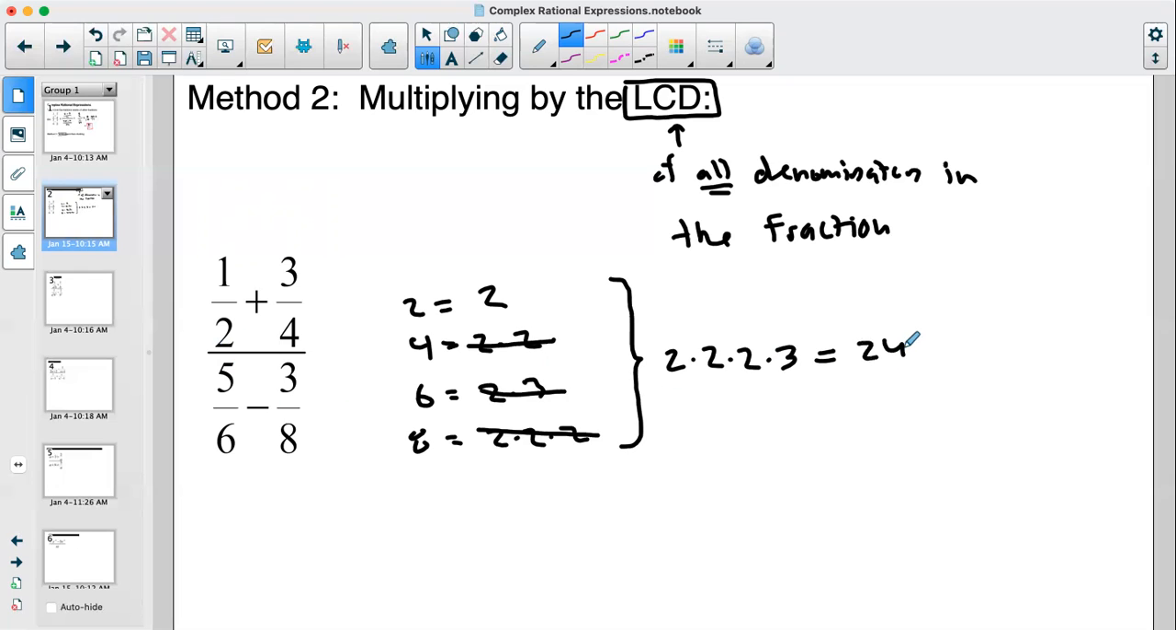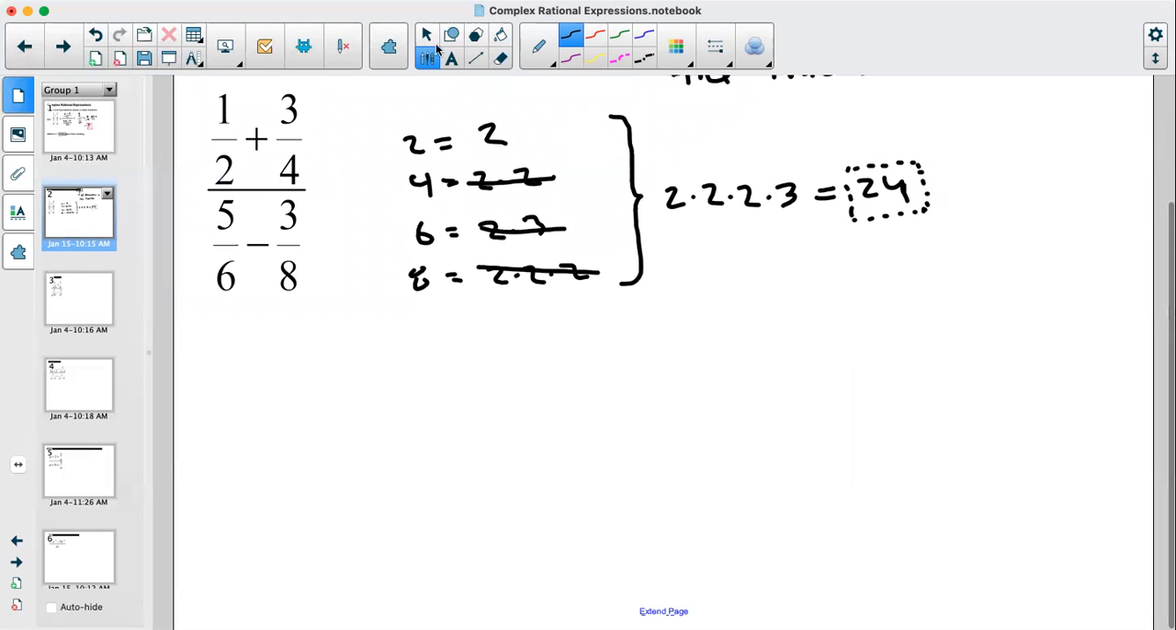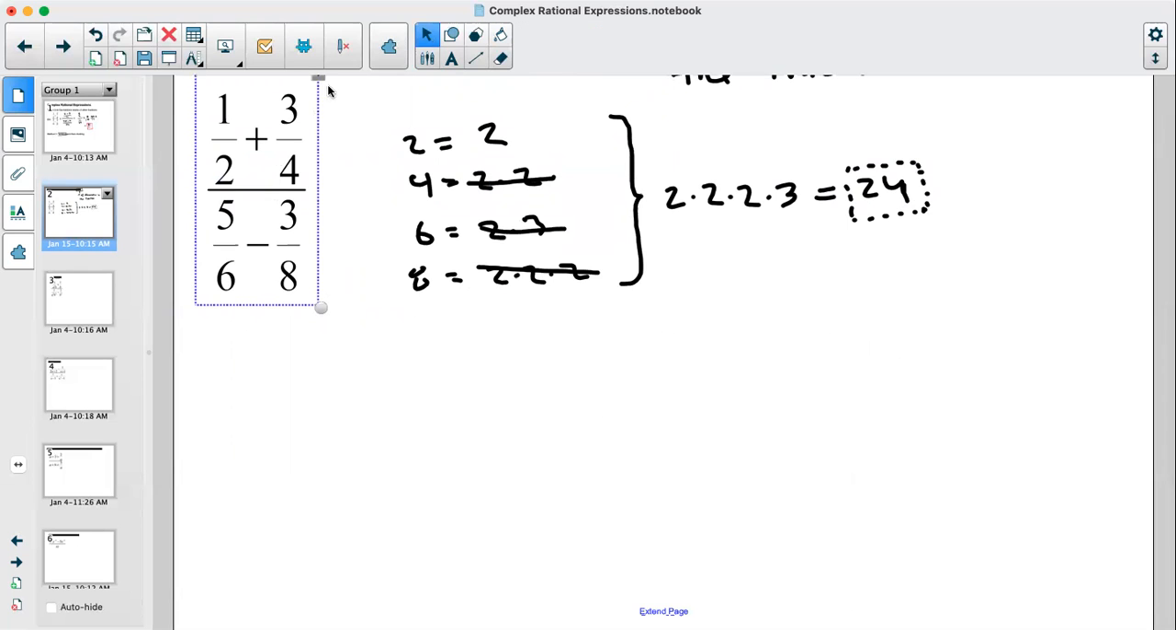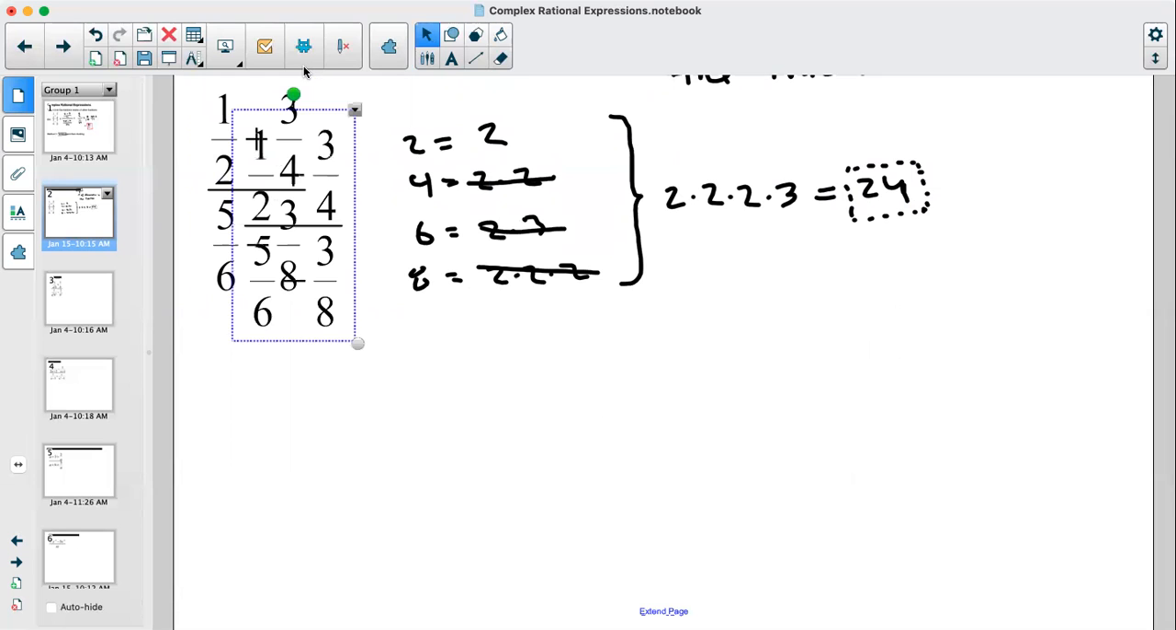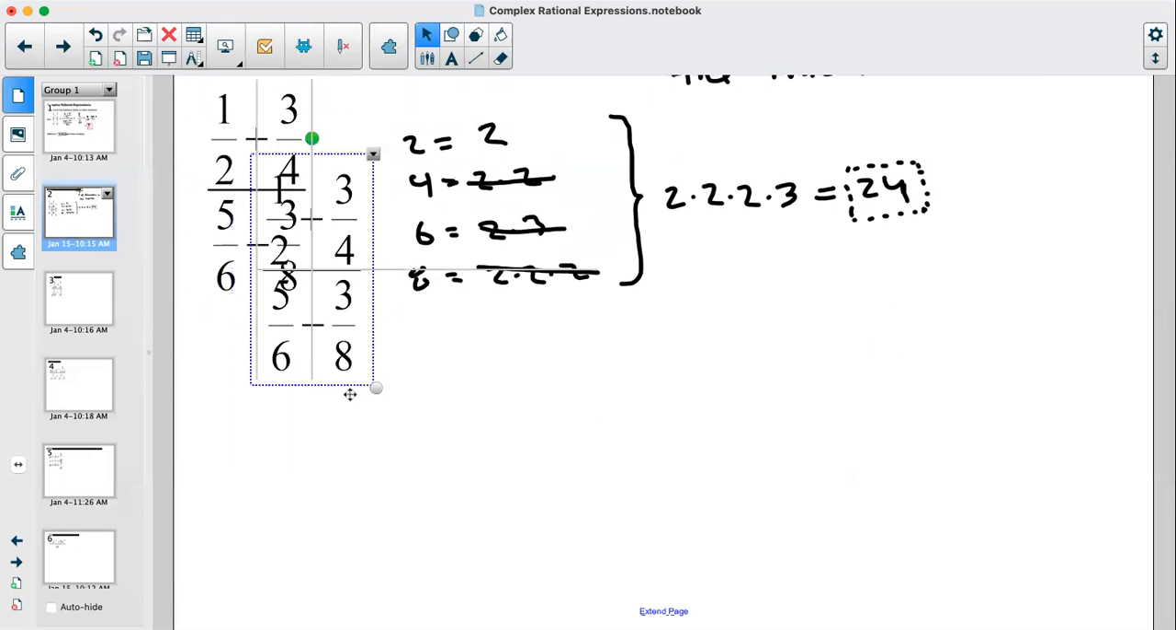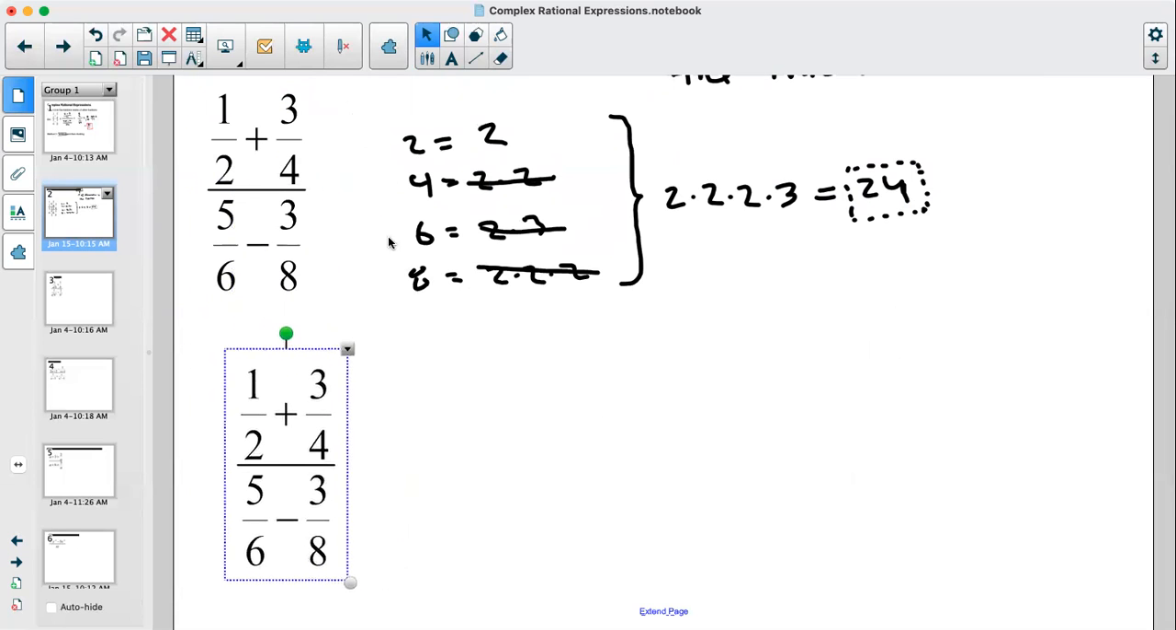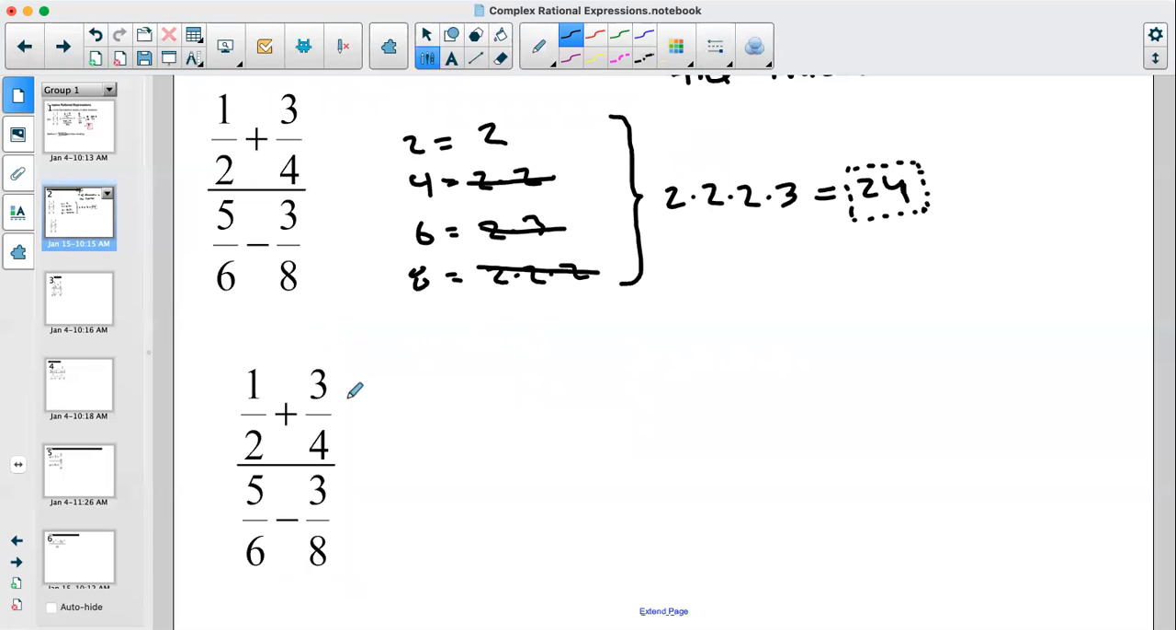So this is what I'm going to multiply the top and bottom of my original complex fraction by. So what that would look like is, I'll draw this one again. I'm not going to write it again because I have special magical powers. So I'm going to do times 24 on the top and times 24 on the bottom.